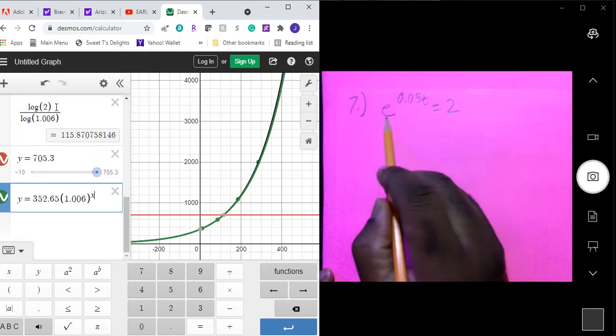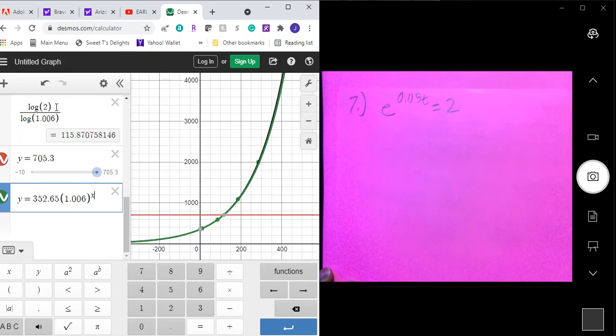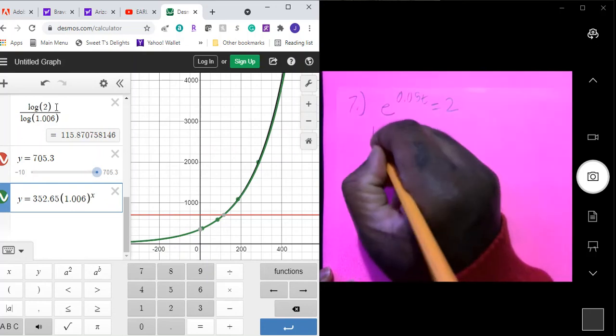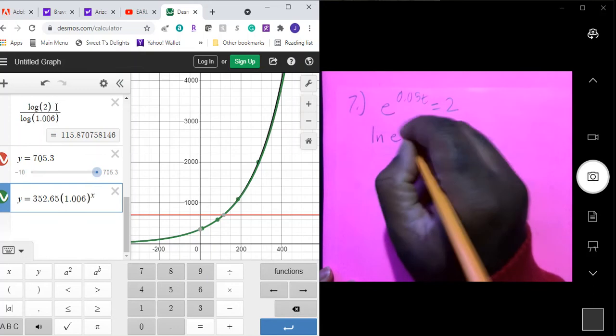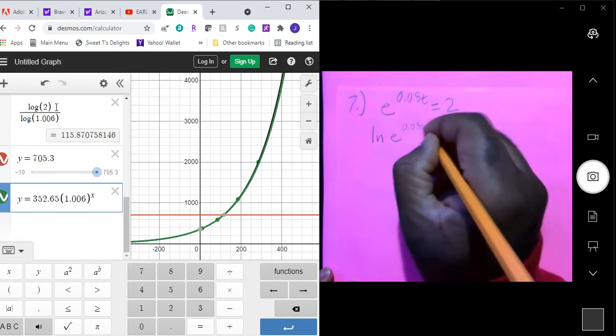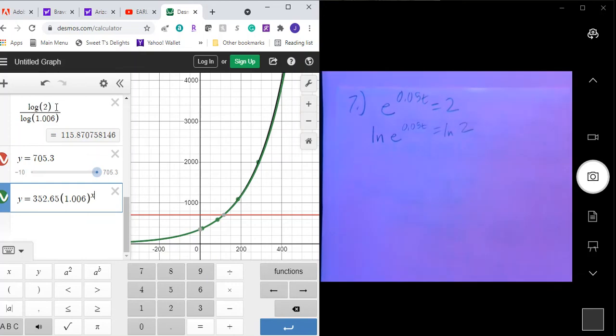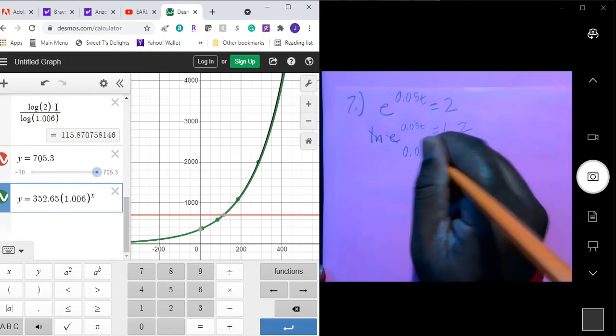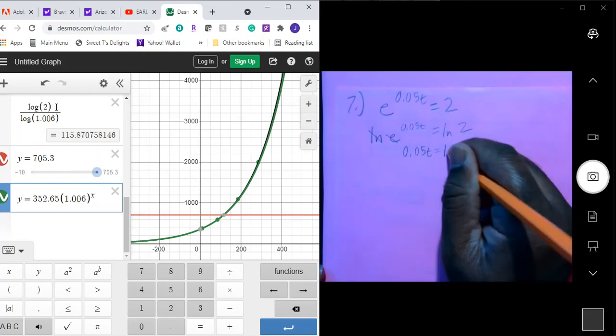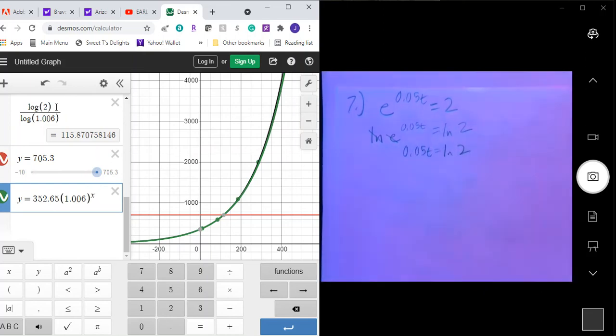Now, since we have e to some power, it would make more sense for us to use natural log. And I will show you why. So we had a natural log of e to the 0.05t power is equal to the natural log of 2. Now, natural log and e will simplify each other out and leave you 0.05t is equal to the natural log of 2. That's why we use natural log, because it will simplify out with the e.